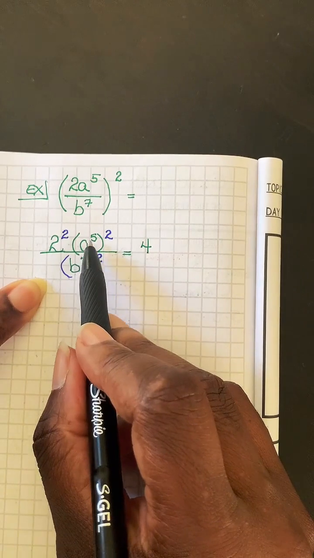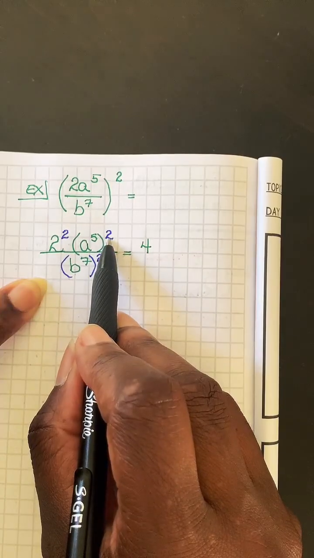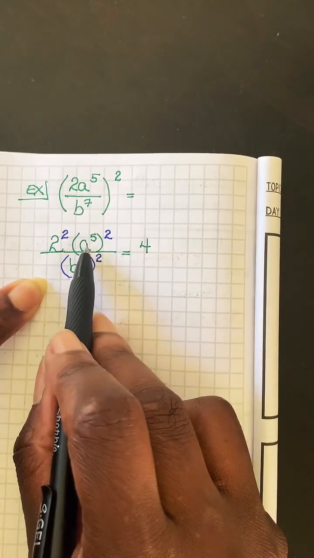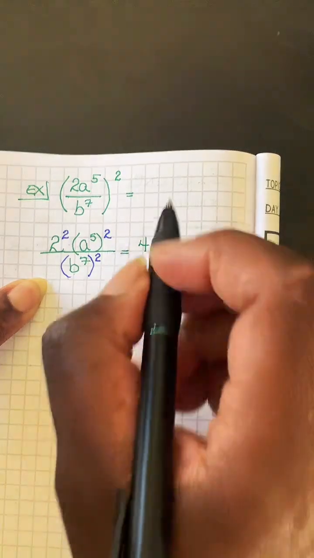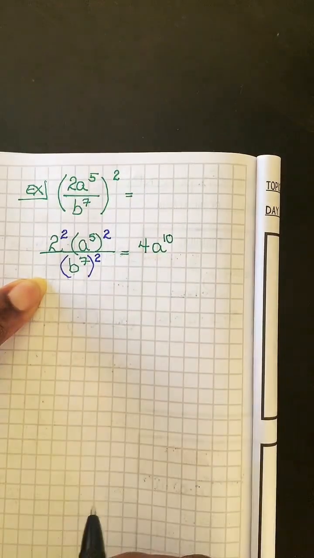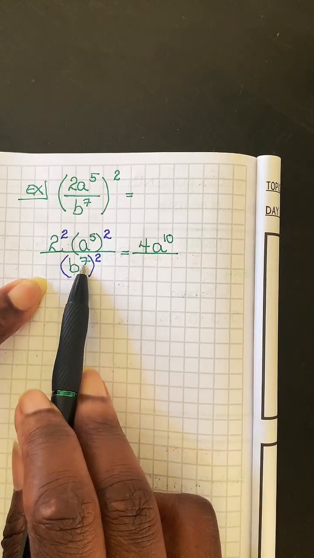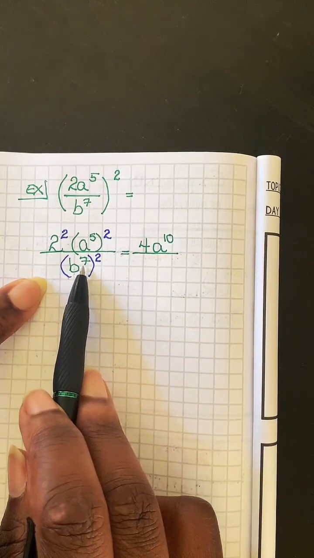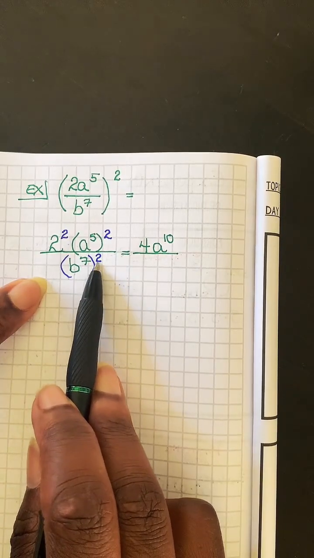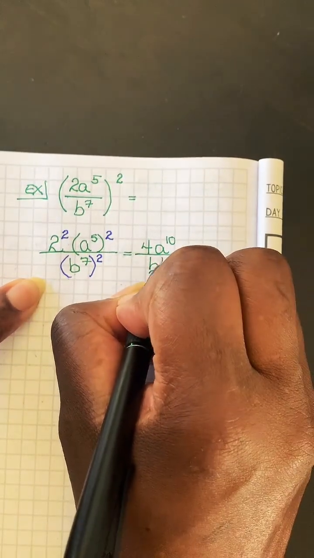Then we have a to the 5th raised to the 2nd. When you see an exponent, a parenthesis, and an exponent, you're multiplying these. Because if you want, you can write a to the 5th times a to the 5th, which will give us a to the 10th. Over, now we have b to the 7th raised to the 2nd. So we are multiplying those exponents. Anytime it's an exponent, a parenthesis, and an exponent, you're multiplying. So that would give us our b to the 14th.